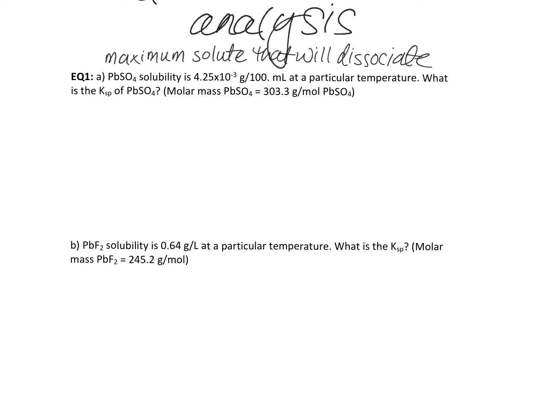Okay, and then it's given in units of grams per 100 milliliters. So that just means you have a little beaker with about 100 milliliters. You could actually dissolve 0.00425 grams in to make a 100 milliliter solution. All of it would dissociate. All of that mass would dissociate. Okay, but if I add any more, it's going to stay as a solid. And the question is, what is the Ksp?